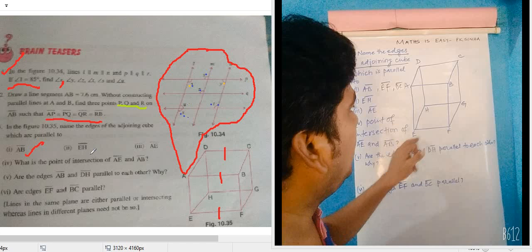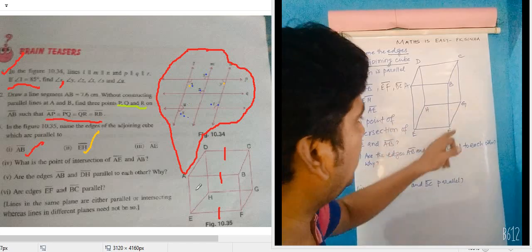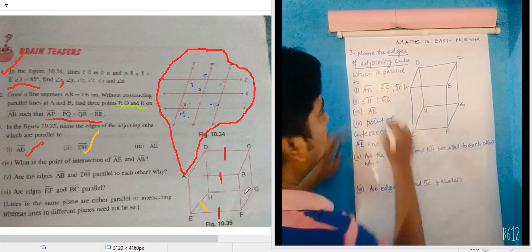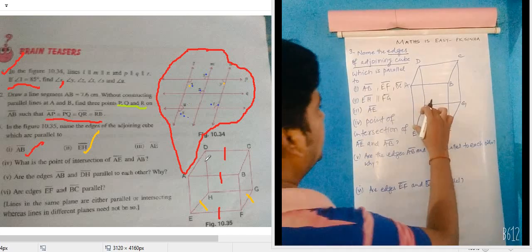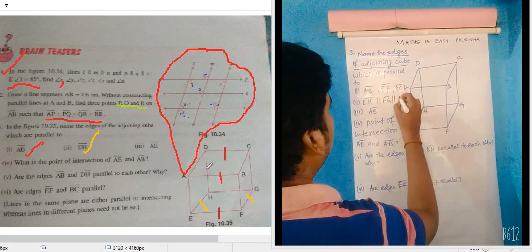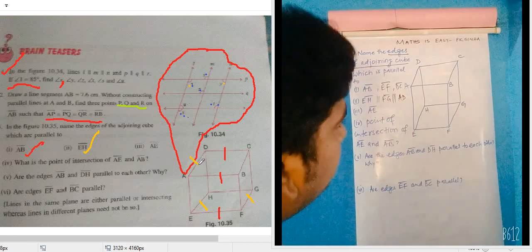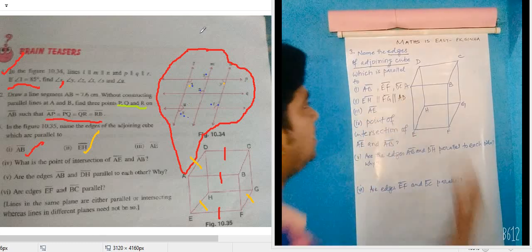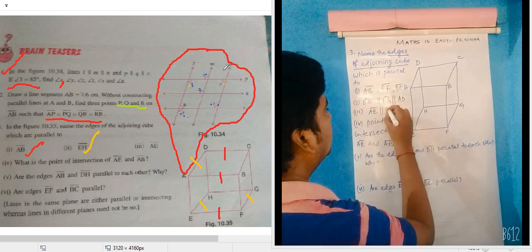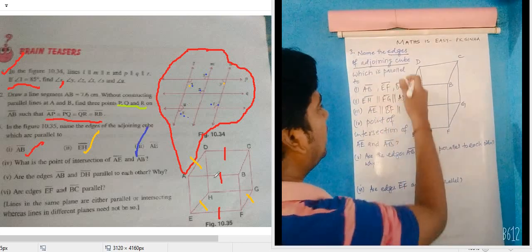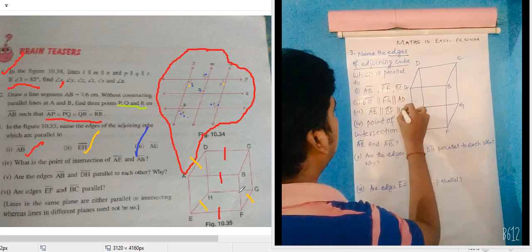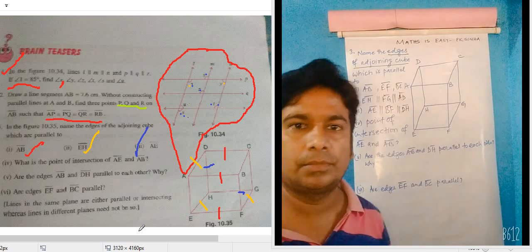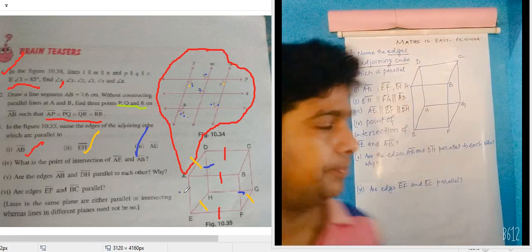Now EH is parallel to FG, and EH is also parallel to AD. They are in the same plane. Okay. Next, AE. AE is parallel to BF, and AE can be parallel to BH also. Okay, up to here.